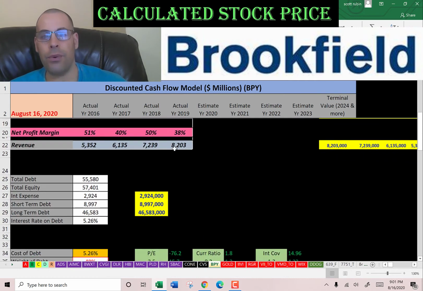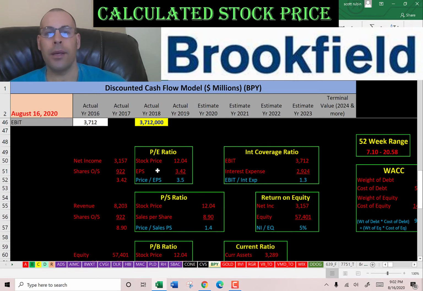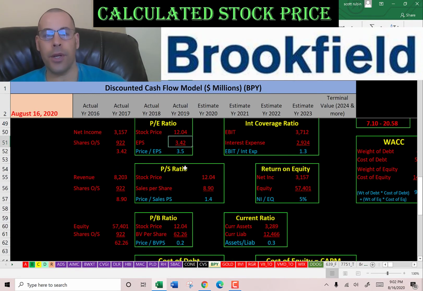Let's look at the financial ratios. Really good PE, really good price to sales, and amazing price to book. So PE is stock price over earnings per share. To get earnings per share, that's net income over shares outstanding. I like to see a PE below 15. They're at 3.5. So investors are paying $3.50 for $1 of income. This is a really good ratio.